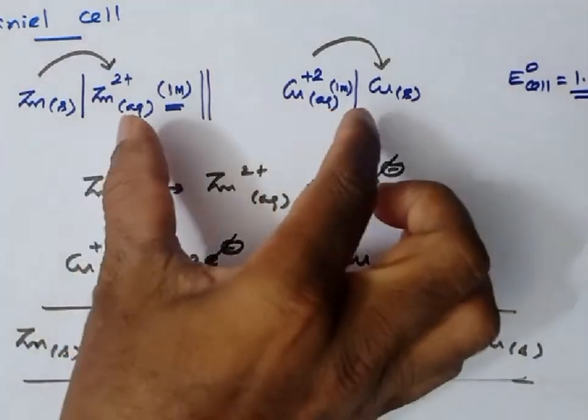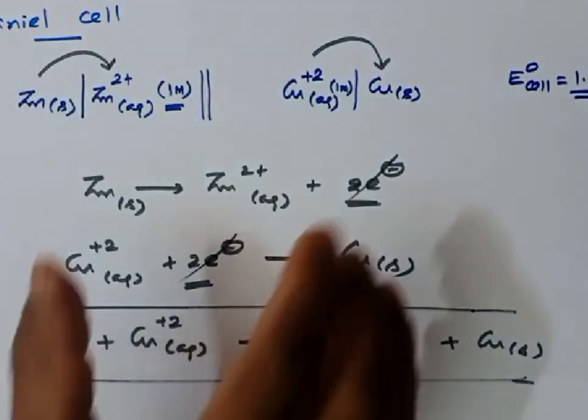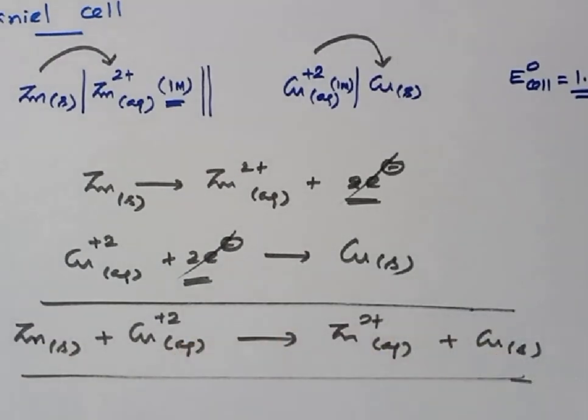So this is how we should write the Daniell cell. We should write the Daniell cell on paper, and this is the reaction occurring in the cell. Zinc undergoes oxidation and copper undergoes reduction. Okay, now let me give one or two examples and I'll explain how to do this, how to write a cell on paper.